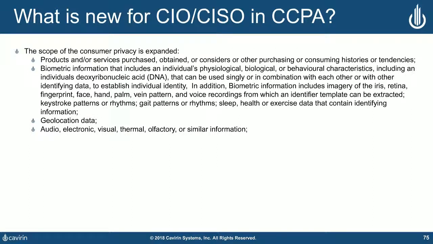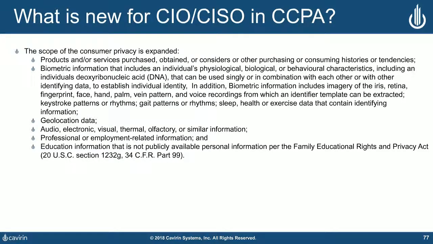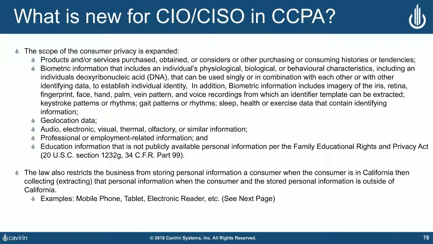Audio, electronic, visual, thermal, and also olfactory and other similar information. It goes on to your personal and employment related information as well. So while it doesn't give the employees the same rights, it still says if I as a consumer post my professional information in different locations, LinkedIn could be one, or even into that company's applicant database or into any of the other employment sites, this now comes into scope that I have to deal with. Also, any educational information that was not already covered by the Family Educational Rights and Privacy Act comes into scope as well for the equation.